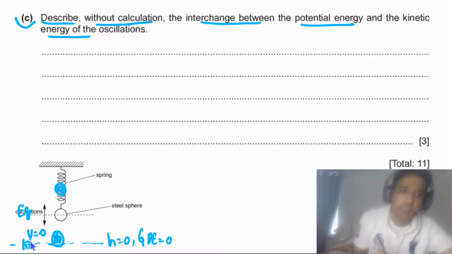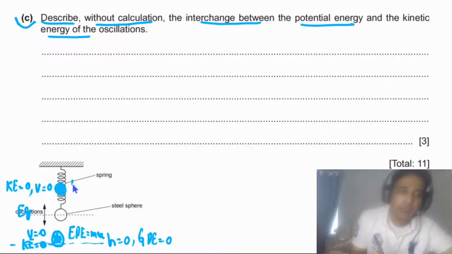So kinetic energy at this instant of time will be equal to 0 when the direction of the sphere is changing. So at this point we have only EPE, elastic potential energy, and this one will be maximum. And when the sphere is at the top position, again the direction will be changing, so it will be at rest. So V will be 0. So we can say kinetic energy at this point also will be equal to 0.